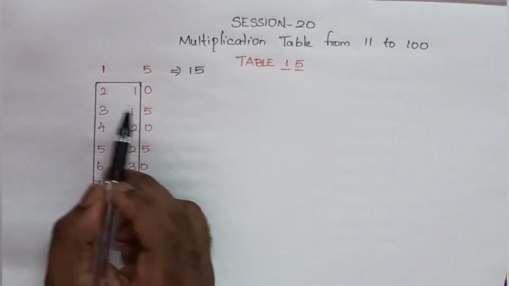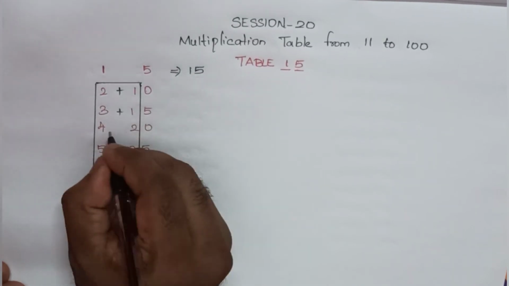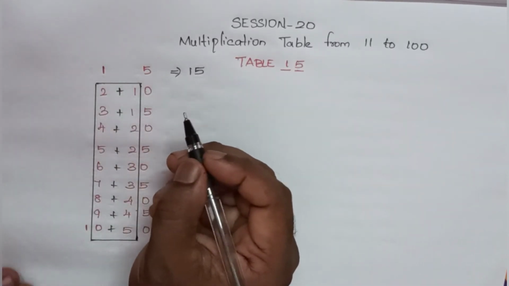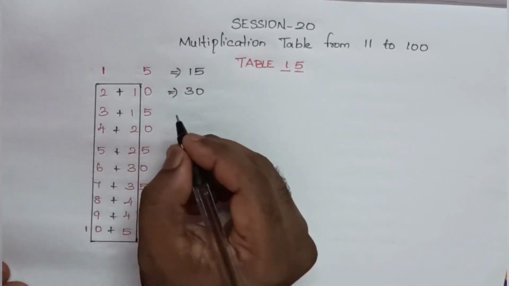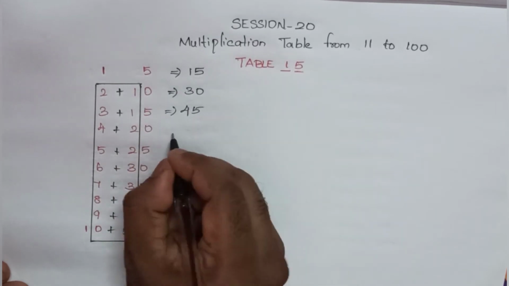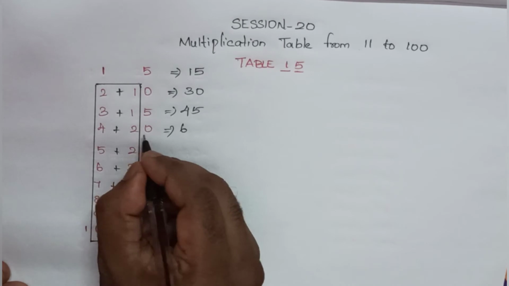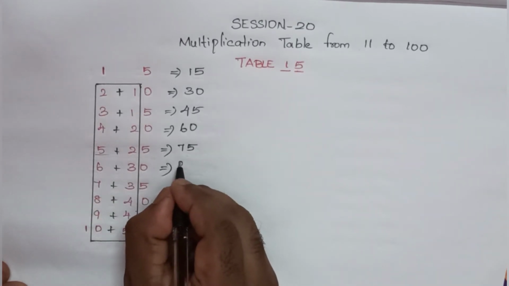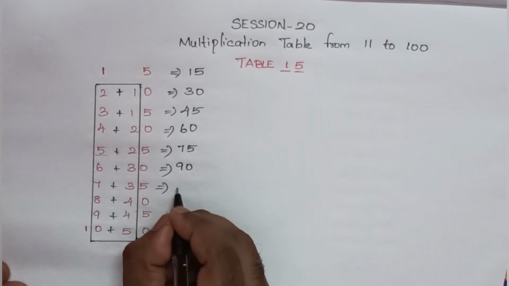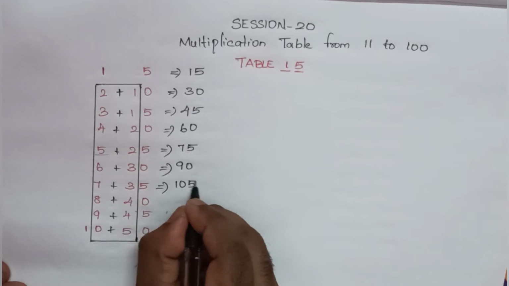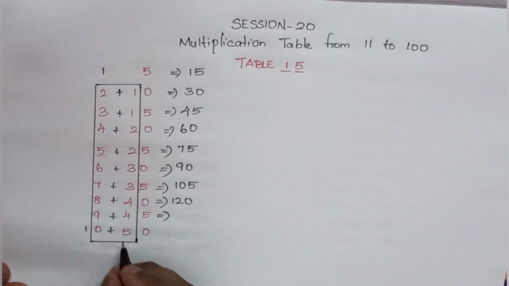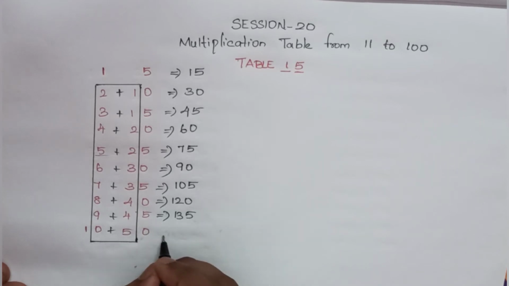So you have to add the inner digits. 2 plus 1 is 3, it is 30. 3 plus 1 is 4, 45. 4 plus 2 is 6, 60. 5 plus 2 is 7, 75. 6 plus 3 is 9, 90. 7 plus 3 is 10, 5, 105. 8 plus 4 is 12, 0, 120. 9 plus 4 is 13, 5 here, 135. We have to put 1 here, 0 plus 5 is 5, finally 0.